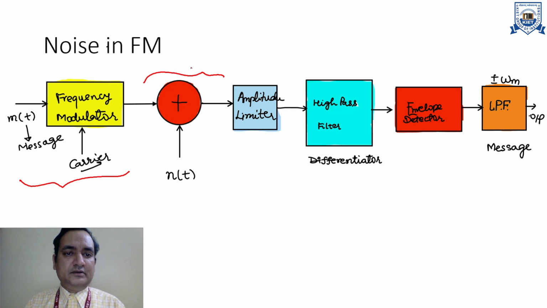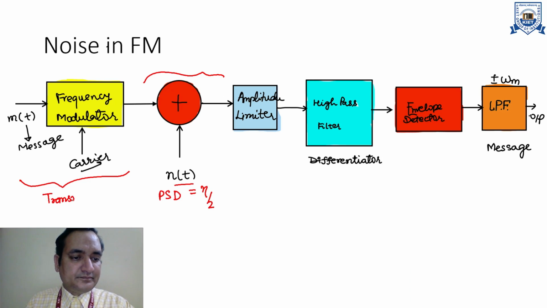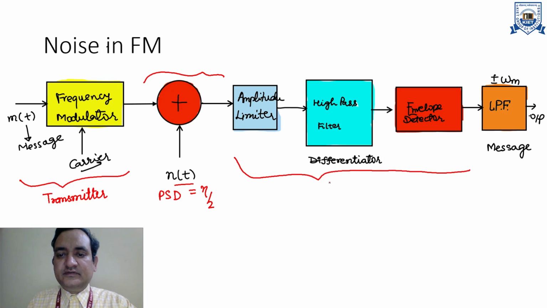This is the channel part where noise NT is inserted with the power spectral density equal to eta by 2. This is the PSD of the noise. This was the transmitter. This is the receiver section, which is comprised of an amplitude limiter, a differentiator, an envelope detector, and a low pass filter.